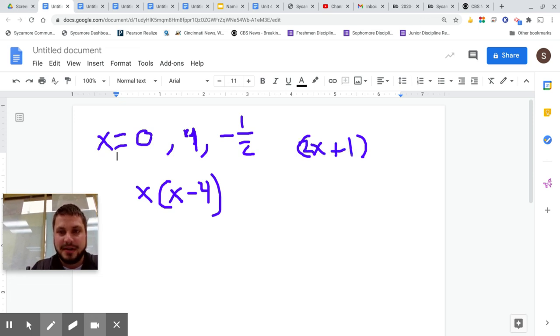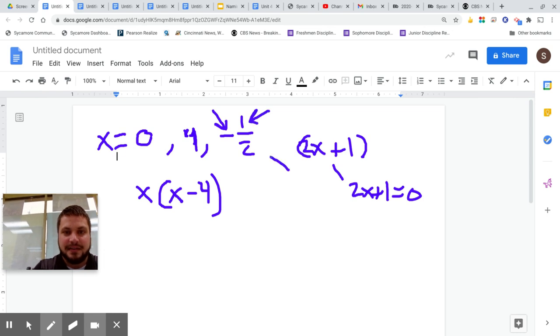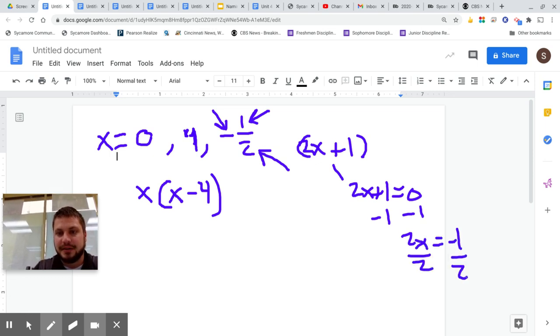Here's how I know that. They had to set this thing equal to 0. And what I know is that they needed to minus 1 and then divide by 2. So look, minus 1 and then divide by 2. Okay? So I know that it's 2x plus 1.